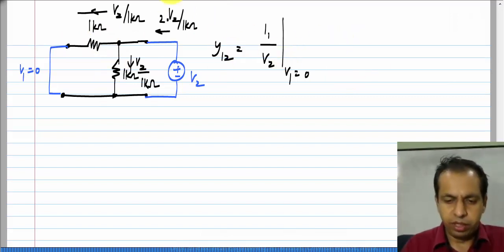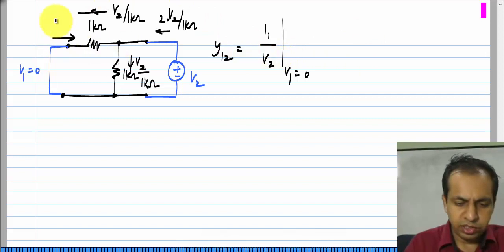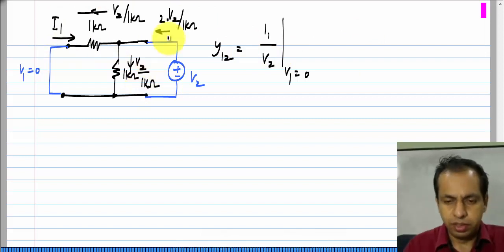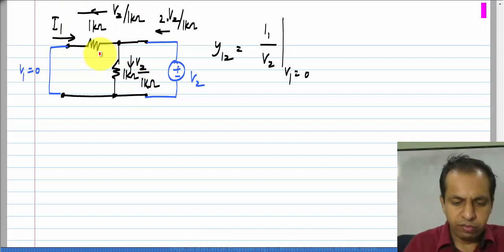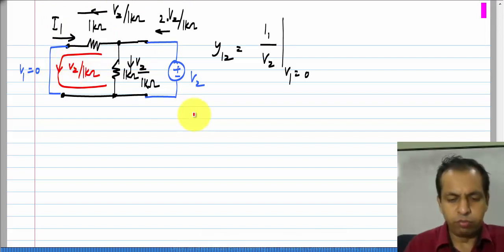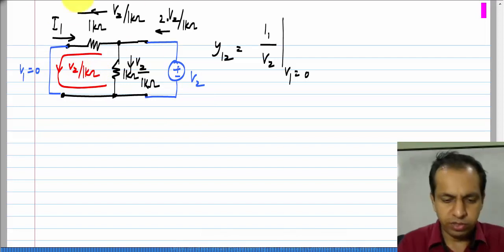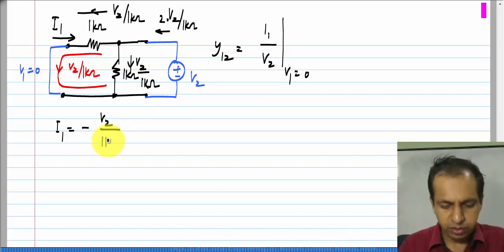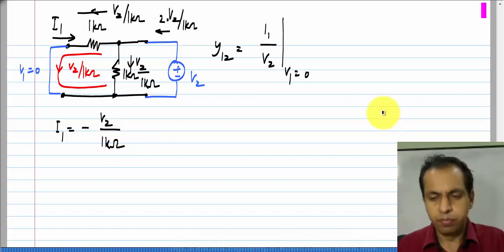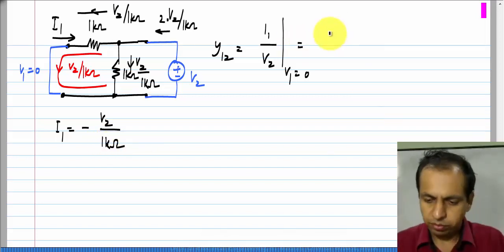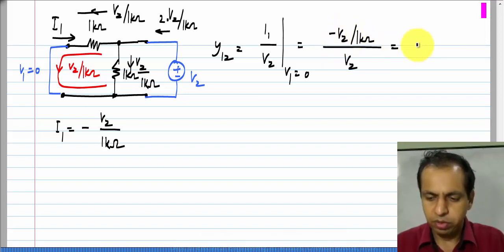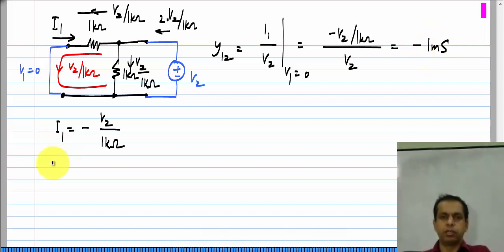Now, for Y12, what do I need? I want I1, which is the current this way. Okay. I already evaluated that V2 by 1 kilo ohm flows that way. So, I1 is the negative of this. So, I1 is minus V2 by 1 kilo ohm, which gives you minus V2 by 1 kilo ohm divided by V2, which is equal to minus 1 millisiemens. Okay.